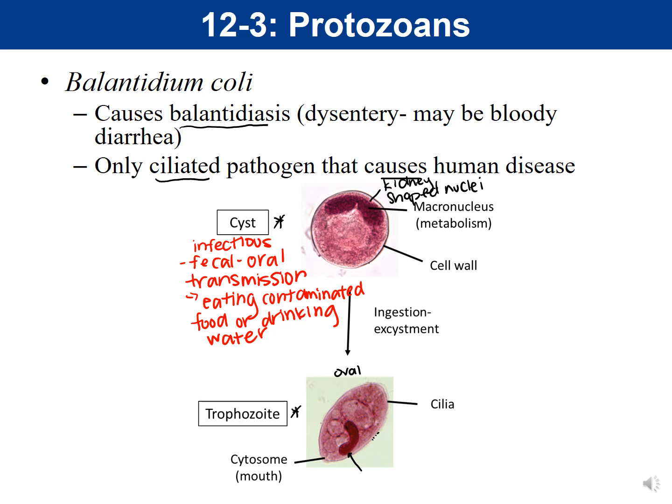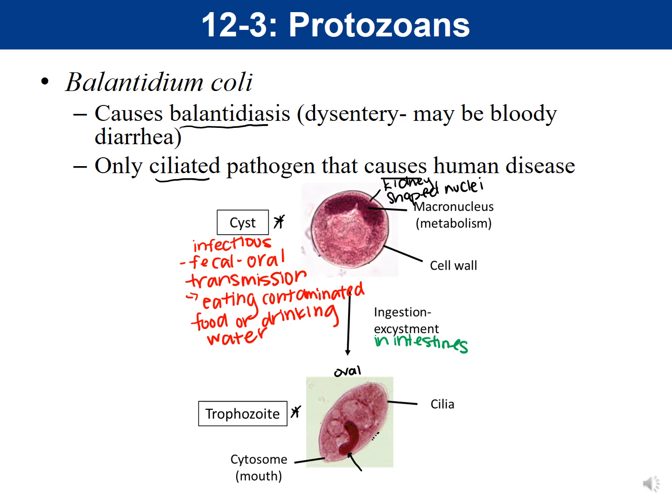Just like for Entamoeba, when you ingest the cyst, right? So you ingest the cyst, and it has this cell wall-like structure, something called a pellicle. And when you ingest it, the cyst is going to survive the stomach acid. And again, like Entamoeba, it's going to undergo excystment in the intestines. And so that is then going to give rise to the troph.